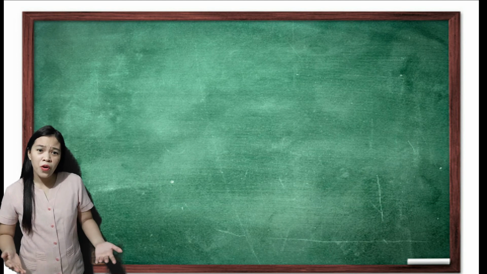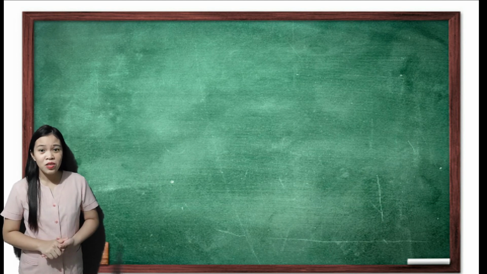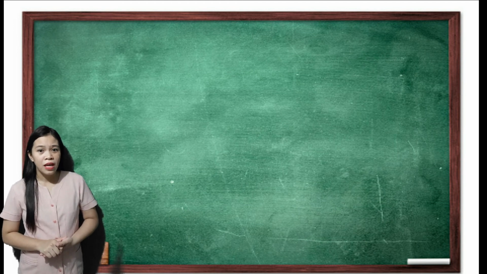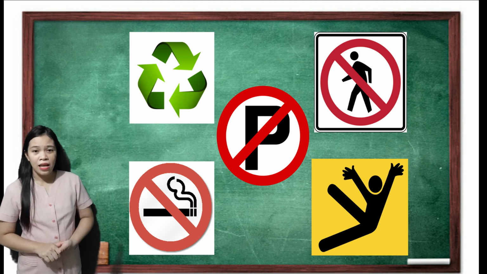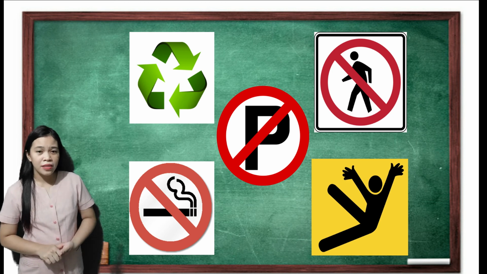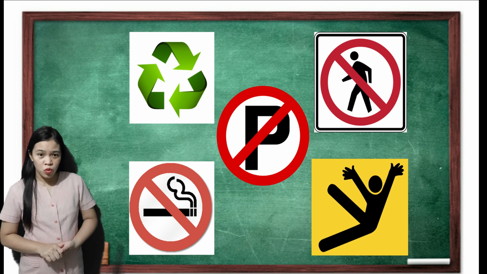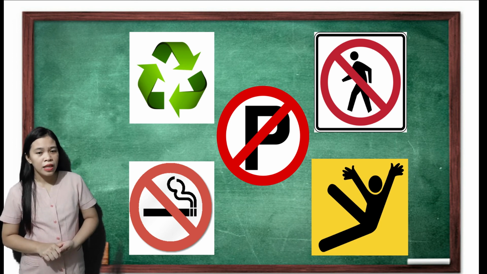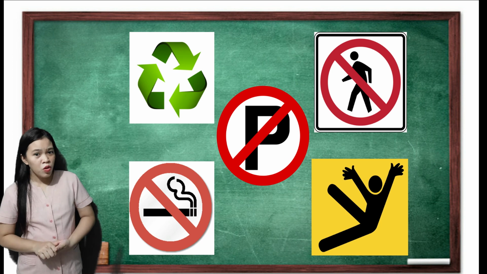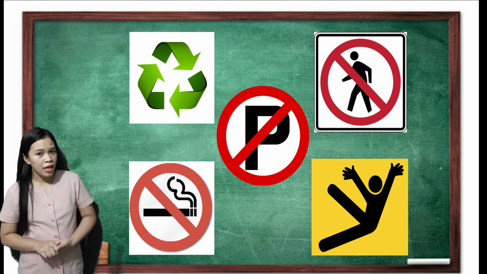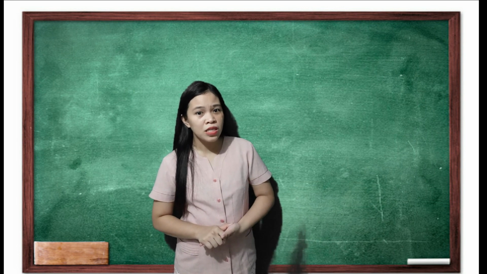So, what is the importance of learning how to translate phrases into symbols in our everyday life? Let us take a look at these signs that we commonly see. These signs, like the recycle sign, no parking sign, no jaywalking sign, no smoking sign, and slippery when wet sign, convey important reminders and messages to us people. If we know how to translate or interpret these signs, we can act accordingly and we can avoid unnecessary events or accidents from happening. So class, be aware and follow the signs that we see in our surroundings.